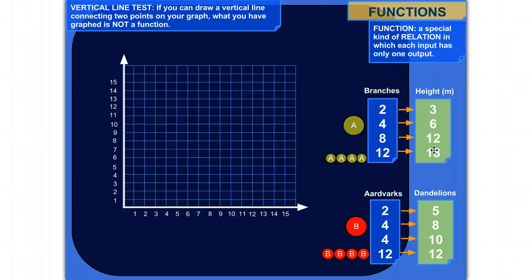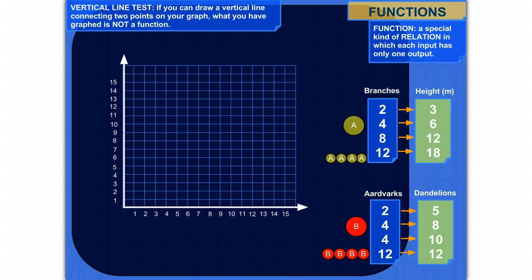So let's graph each one of these relations. We've got branches to height of the tree, and then we have aardvarks to dandelions. Let's say I went outside and counted how many aardvarks I saw and then how many dandelions I saw, and I did that several times and wrote down the information. Okay, let's graph these and let's do the vertical line test to see if they pass or fail. We'll call the input the x.